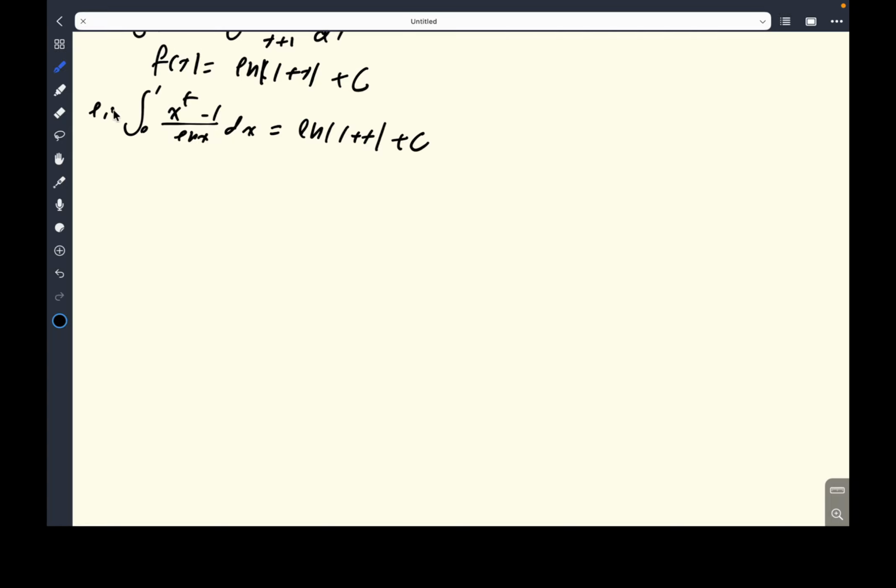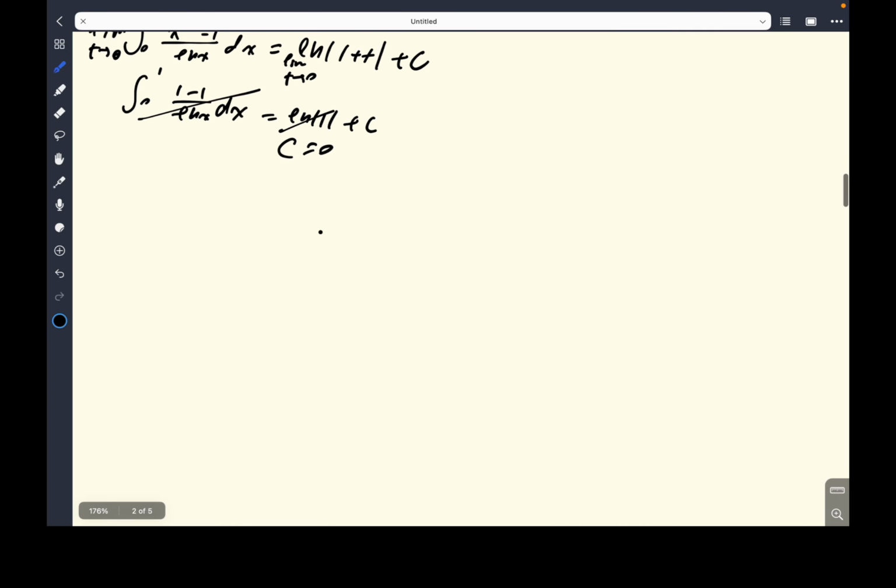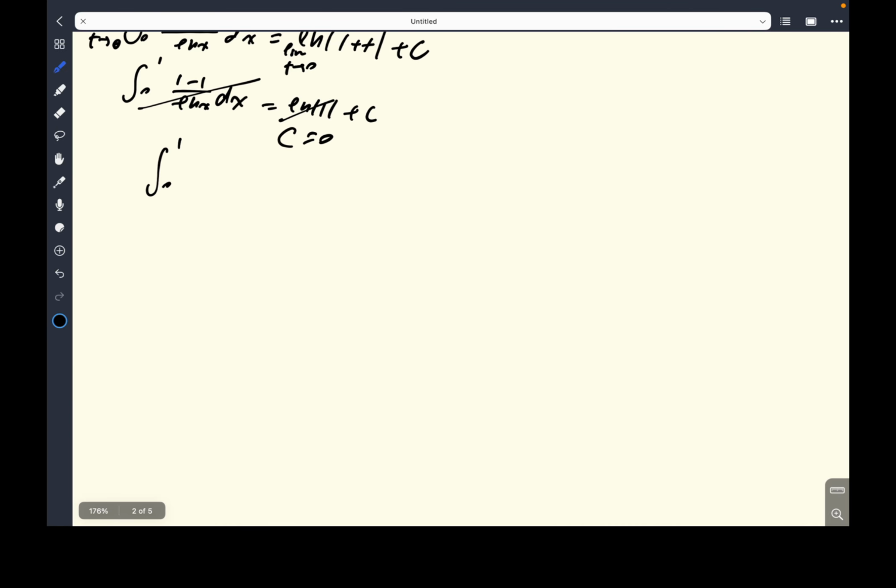And if I take the limit of both sides as t approaches 0, it's going to be ln of 1 plus c on one side, and on the other, the integral from 0 to 1 of x to the 0, which is 1, minus 1 over ln x dx. It's going to be 0. The left side is also 0, thus c equals 0. Thus the integral from 0 to 1 of x to the t minus 1 over ln x dx has a general form of ln of 1 plus t.